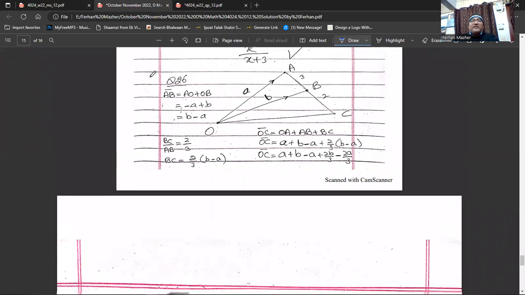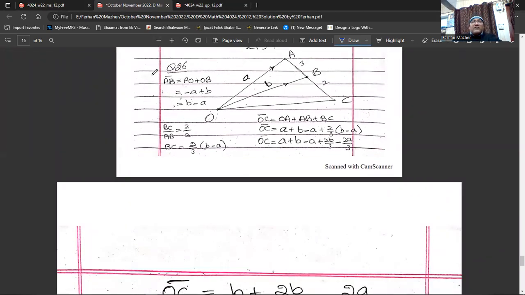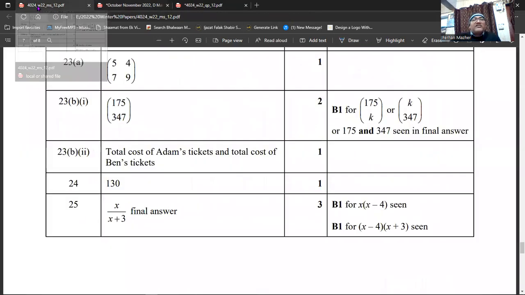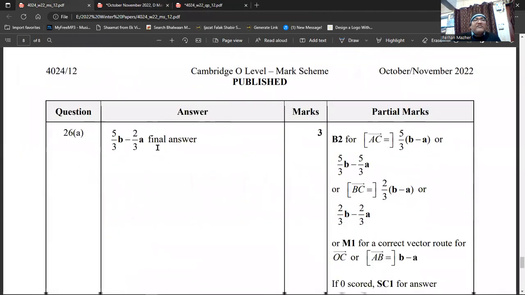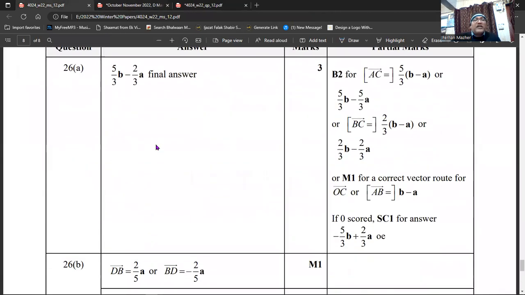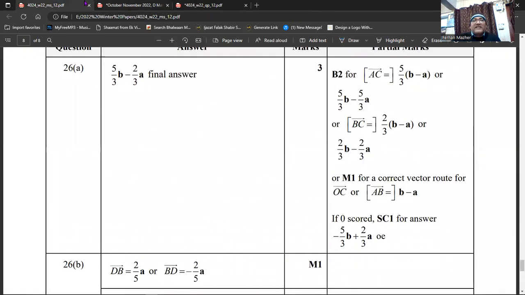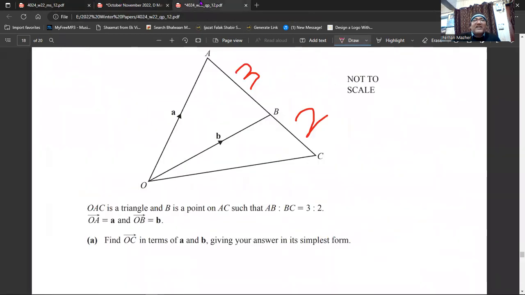So from here, from question number 26, this went to here. So the OC is 5B by 3 minus 2A by 3. 5B by 3 minus 2A by 3. That's our answer. And this is the marking scheme. So I hope you understand the answer is right.